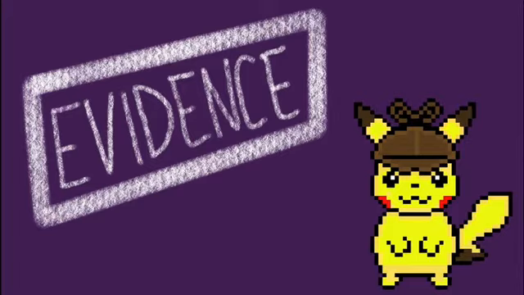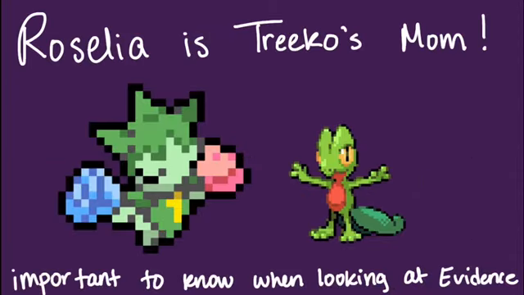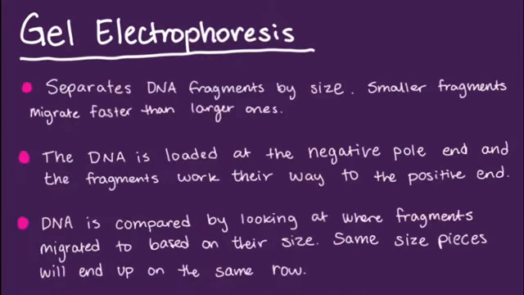We are going to take DNA samples from each of our suspects and compare it with the evidence that was left on the scene. We're going to use Gel Electrophoresis to identify who did it. Before moving forward, it is important to note that Roselia is Trico's biological mom. This is important to note since we are using DNA and there will be an overlap between the fragments on our gels. Let's briefly go over what Gel Electrophoresis is and how it works.